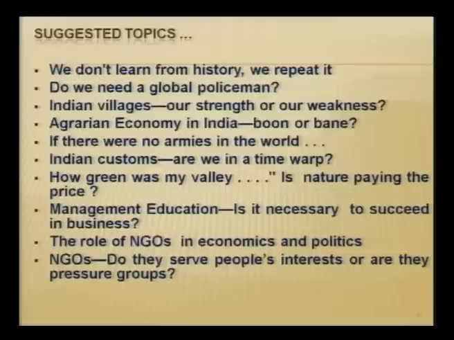NGOs, do they serve people's interests or are they pressure groups? Sometimes NGOs put a lot of pressure on the government, a lot of pressure on the people. So, what are they actually doing? You can have differing viewpoints on this.